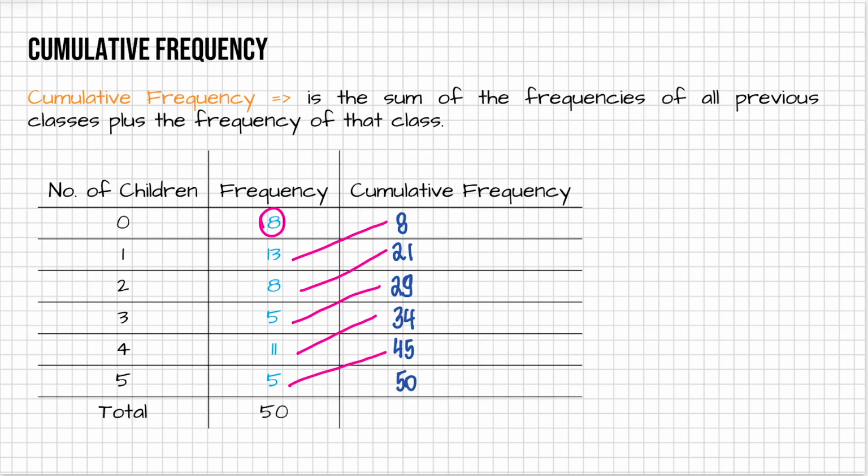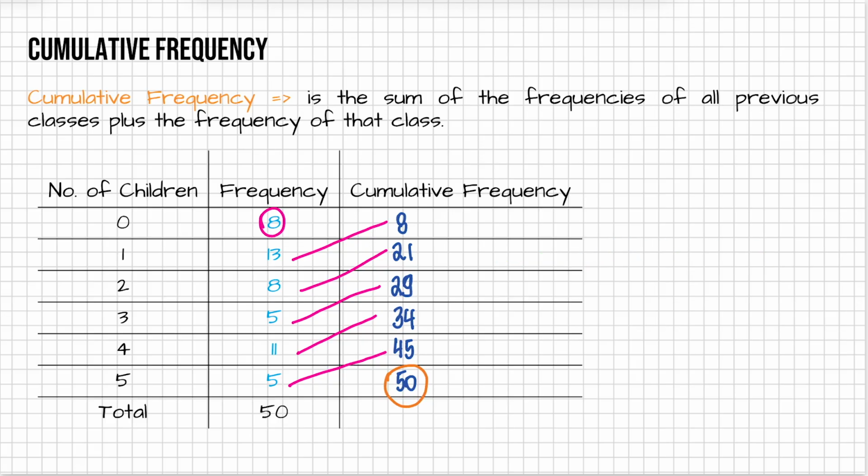And here's the key check. The cumulative frequency of that very last class always has to match the total number of observations. According to this table, we could draw the following conclusion: 21 families have, at maximum, 1 child.